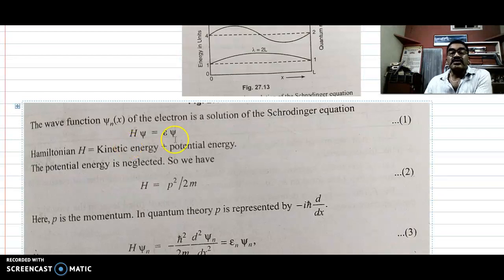As you know, quantum mechanics is used in free electron gas. So the wave function psi n of the electron is a solution of the Schrodinger equation, H psi equals epsilon psi, where H is the Hamiltonian, the summation of kinetic energy as well as potential energy. But in this case, potential energy is neglected.